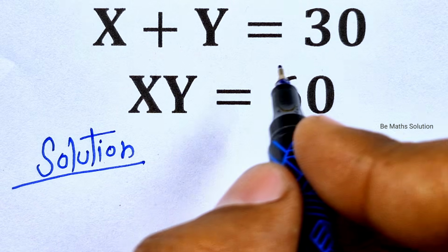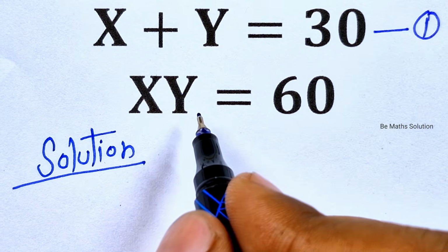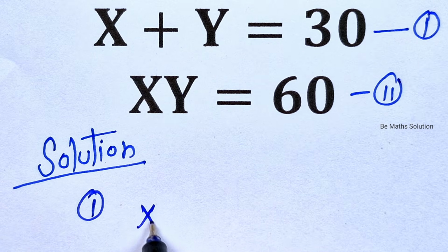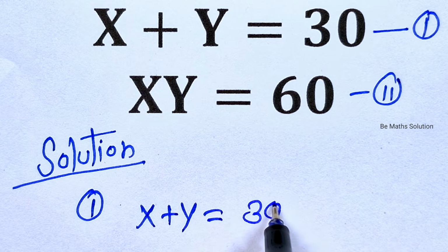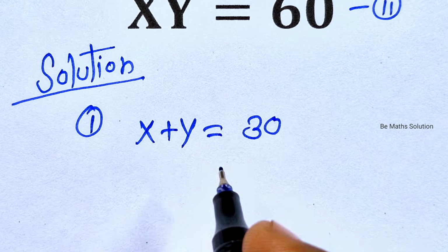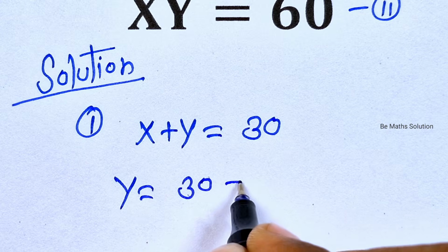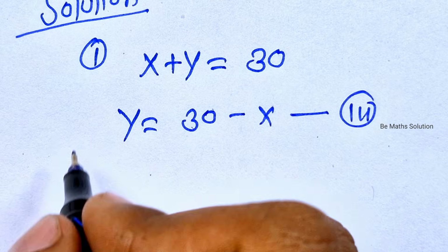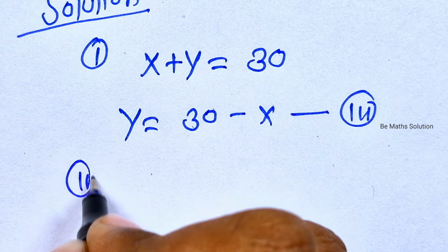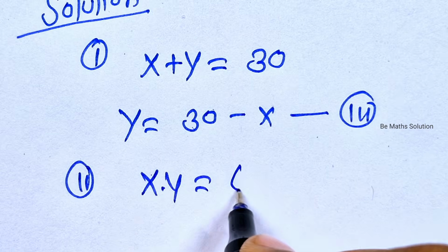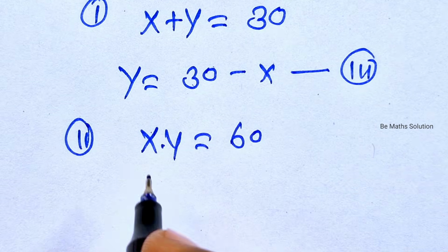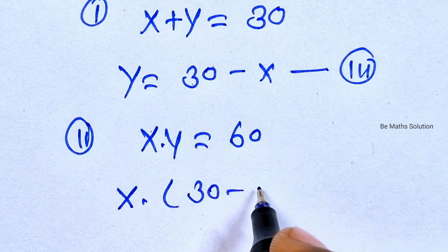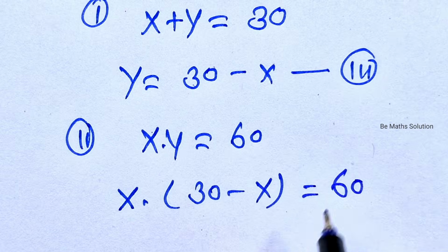Now in the first step, we let this equation 1 and we let this equation 2. Then from equation 1, x plus y is equal to 30, so take the x to the right side. y is equal to 30 minus x. This is equation 3. Then from equation 2, x into y is equal to 60. Put the value of y, so it will be x into 30 minus x is equal to 60.